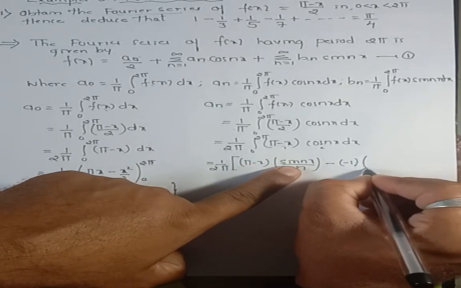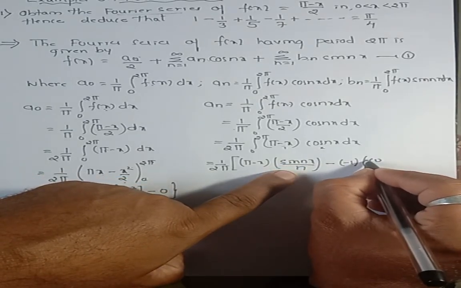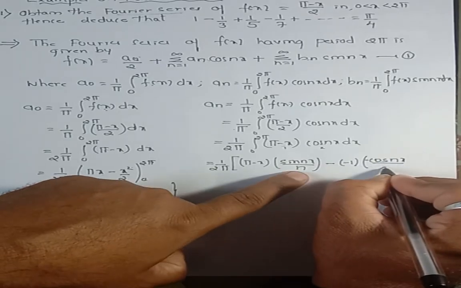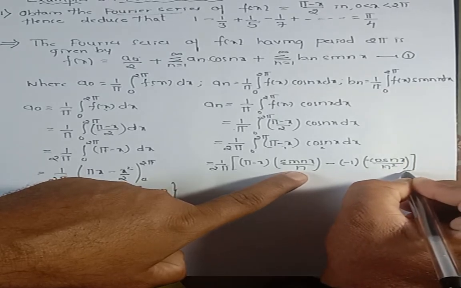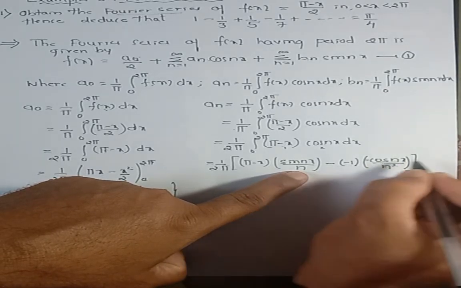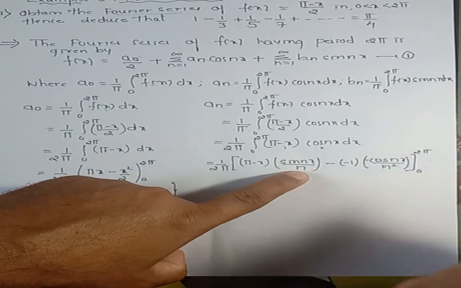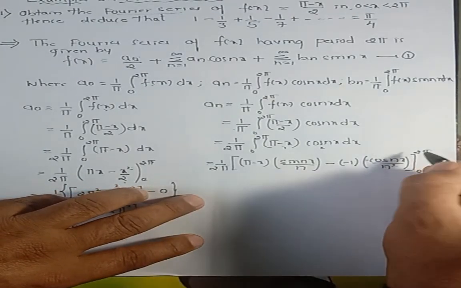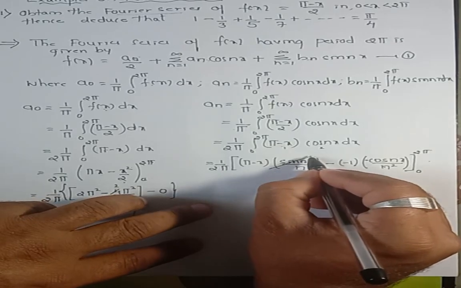Then again integration of this one, sin nx is minus cos nx divided by n, this n it become n square, bracket here it close. Why? Because differentiation of minus 1 becomes 0, so applying limit 0 to 2 pi. And you remember that whenever you apply 2 pi inside here, the value becomes 0, this becomes 0.